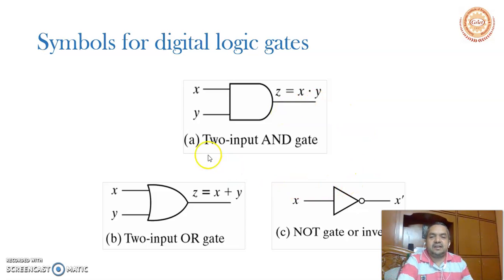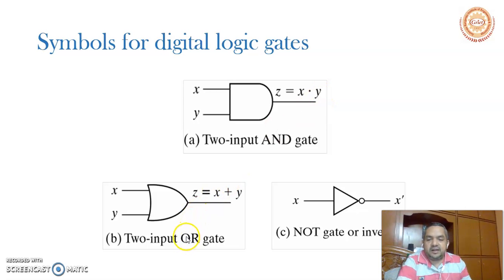These three gates are the binary circuits, or basic circuits, which implement the basic binary operations. Whatever was discussed previously, this is about the AND operation. A 2 input AND gate is implementing the AND operation. What we discussed about the AND operation in binary will be implemented using a gate called an AND gate. For the AND gate, the symbol is like this: inputs are x and y, output z is equal to x dot y, x and y.